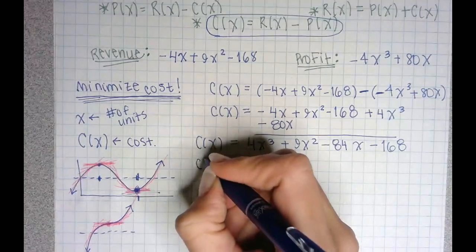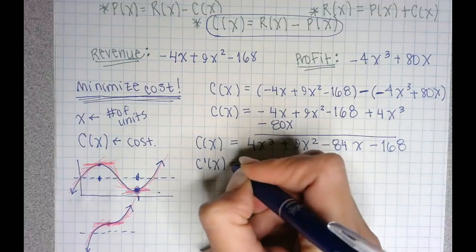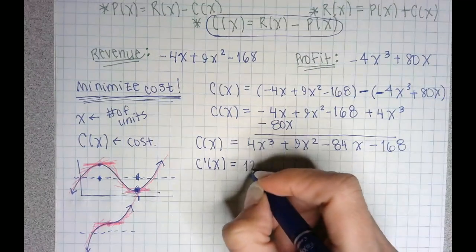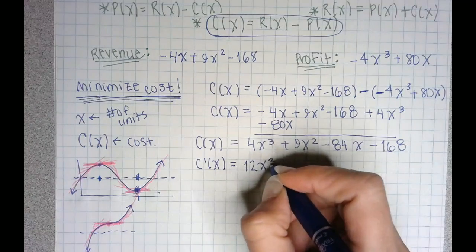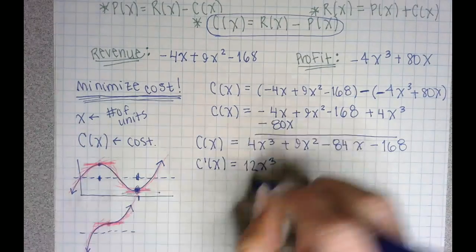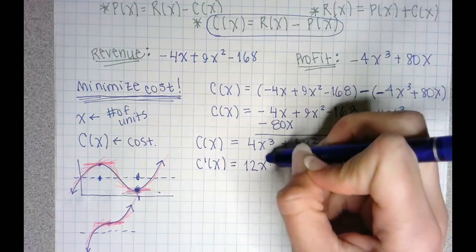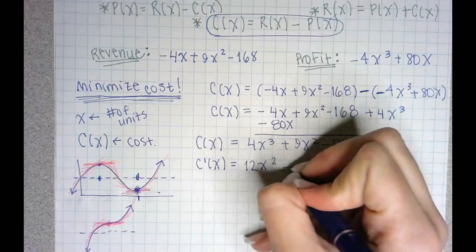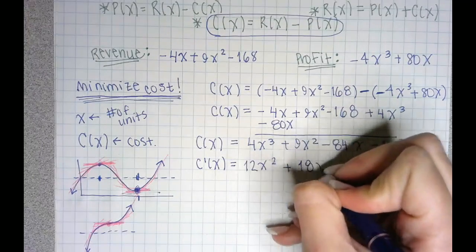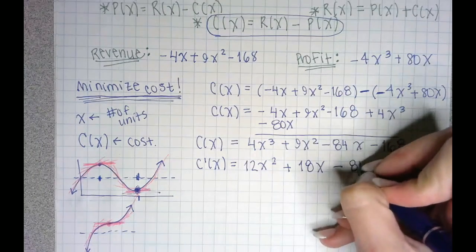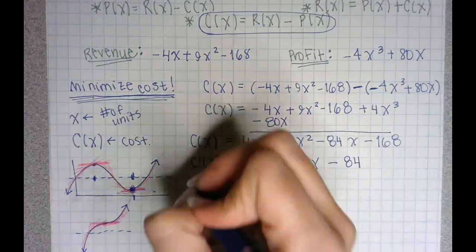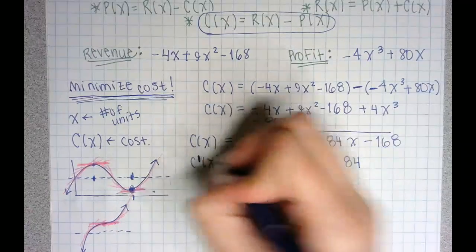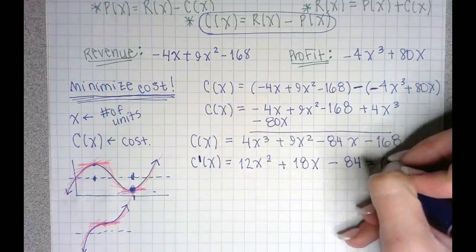I'm going to take a derivative. If you don't know how to take a derivative, this video is not for you. Okay? If I take the derivative, I'm going to have 12x squared plus 18x minus 84. And if I want to know where I have a horizontal tangent line, I want to know when my cost derivative, when my rate of change of my cost is equal to 0.